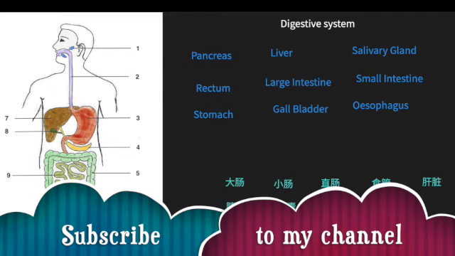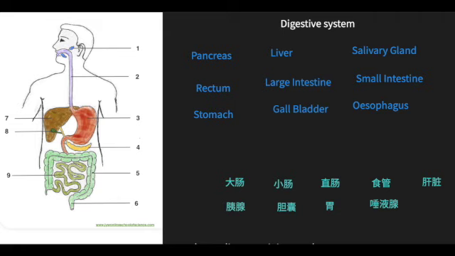In this video, we're going to look at the human digestive system. Now here is a diagram of the human digestive system. The first job you need to do is to label each part of the organ.